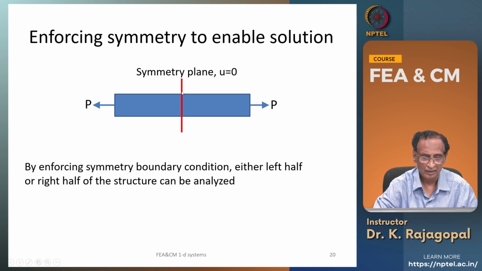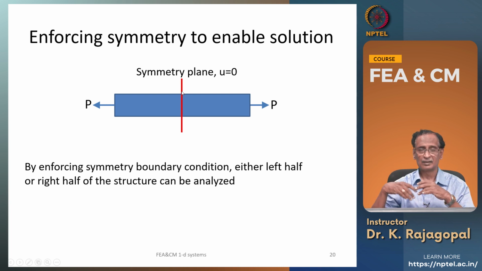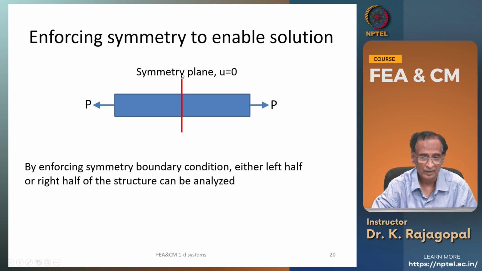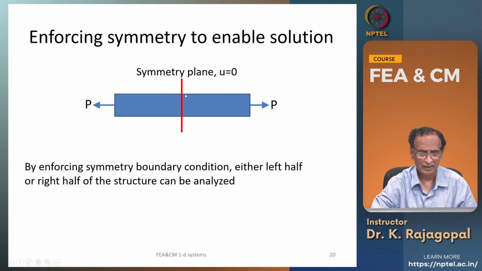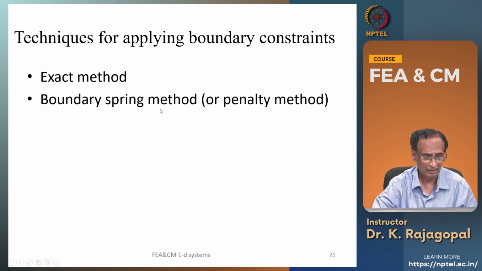So, this is what we can enforce on the system, that at this point my displacement is 0, and then you apply the force and then find the deformations. And once we apply this deformation constraint on the symmetry plane, then we can either solve the right hand side, the half of the problem, or the left hand side. It does not matter, because both will give the same result.